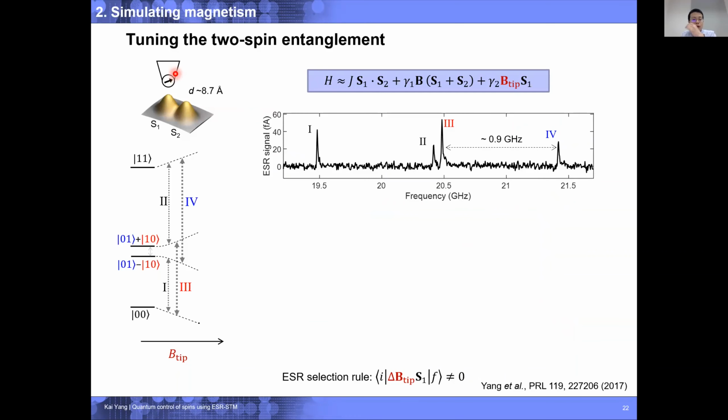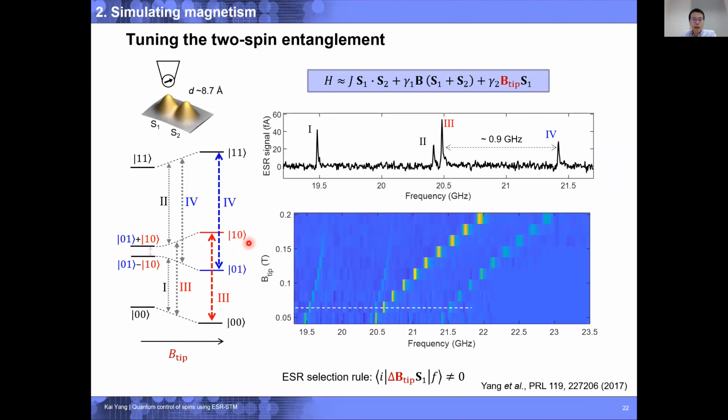For example, we can use the tip magnetic field to control the degree of state mixing of the two coupled titanium atoms. So as we increase the tip magnetic field, we found that the quantum eigenstate is detuned from the singlet-triplet states into the semi-product states, which are 0,1, 1,0, 0,0, and 1,1. The reason the energy level is detuned by the tip field is because the tip field is only applied on one of the surface atoms. So this breaks the magnetic symmetry of the two titanium spins.